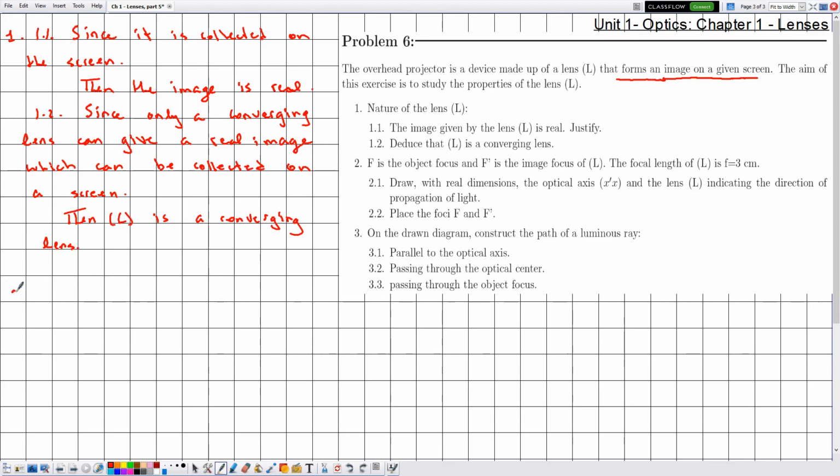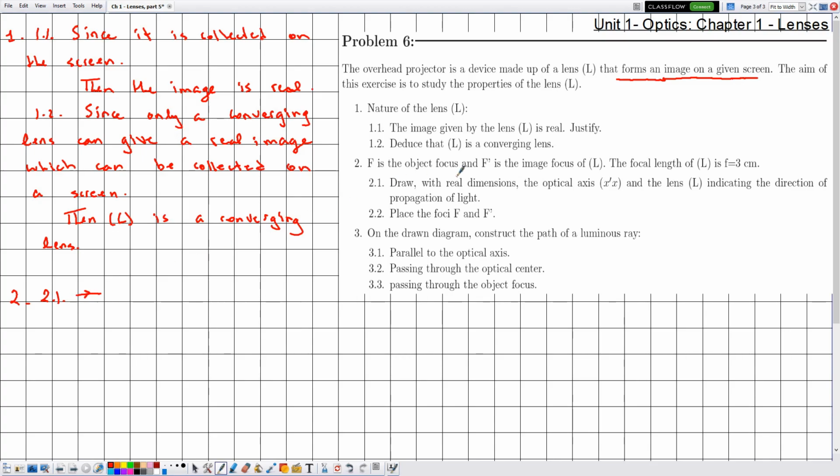And now in number 2 they are telling me that f is the object focus and f prime is the image focus of L. The focal length of L is f is equal to 3 centimeters. So 2.1, draw with real dimensions the optical axis x prime x and the lens L indicating the direction of propagation of light. So notice that here they didn't specify the direction of propagation of light, so we take it as a default from left to right.